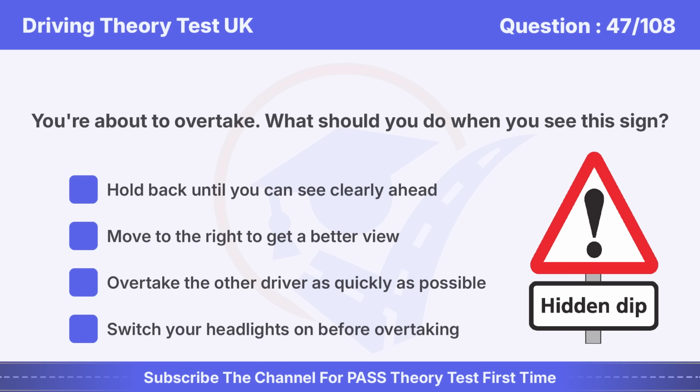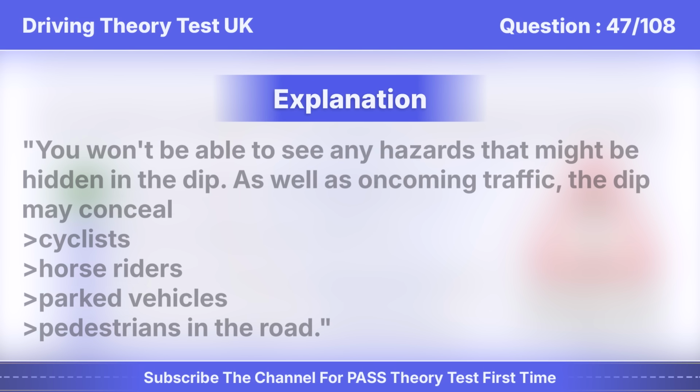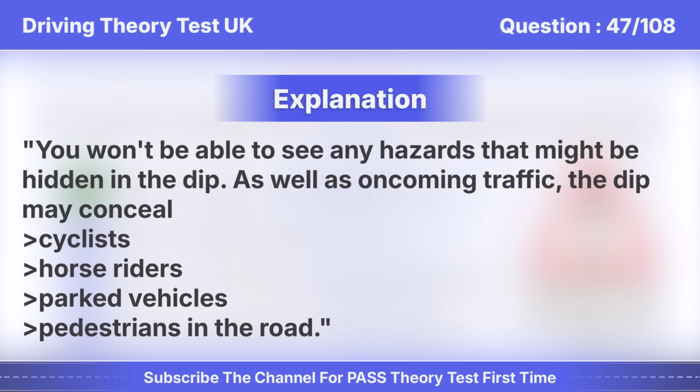Question 47. You're about to overtake. What should you do when you see this sign? Answer is A. Hold back until you can see clearly ahead. You won't be able to see any hazards that might be hidden in the dip. As well as oncoming traffic, the dip may conceal cyclists, horse riders, parked vehicles, pedestrians in the road.